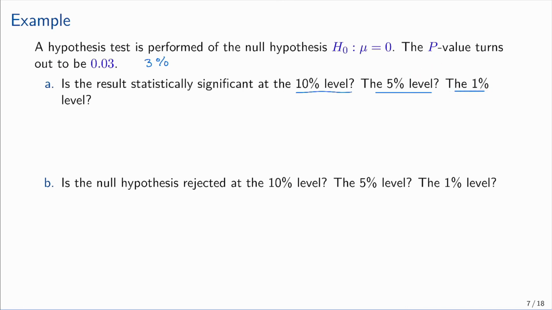The second question: is the null hypothesis rejected at the 10% level, the 5% level, the 1% level? We can affirm that the null hypothesis is rejected at the 10% level and at the 5% level, but we cannot say that the null hypothesis is rejected at the 1% level.